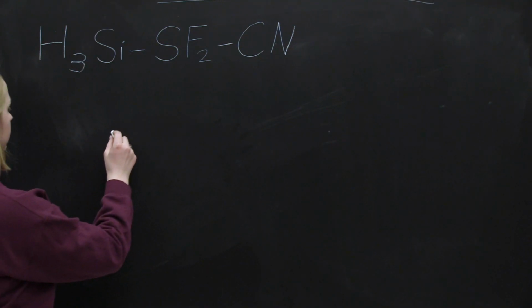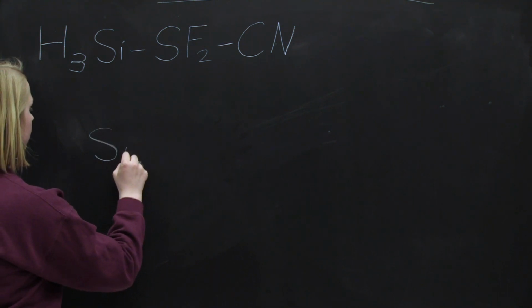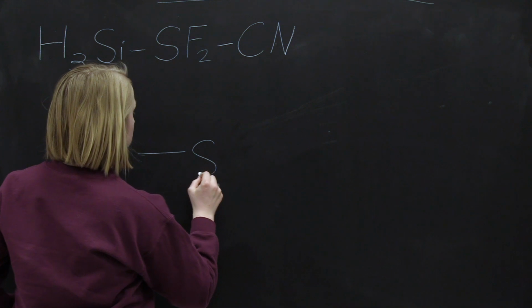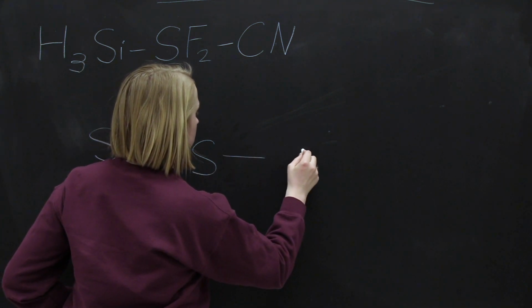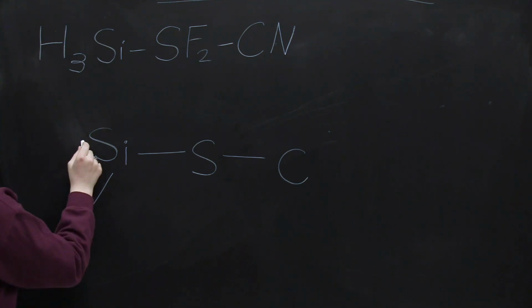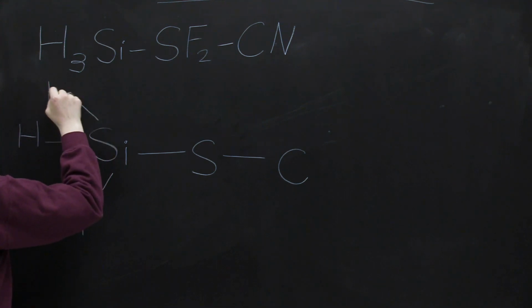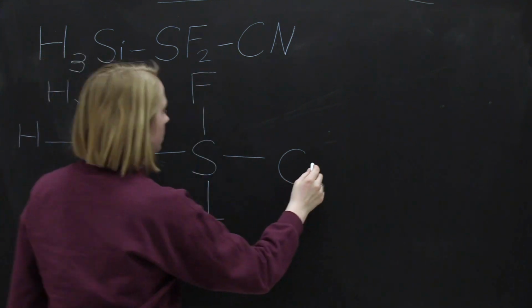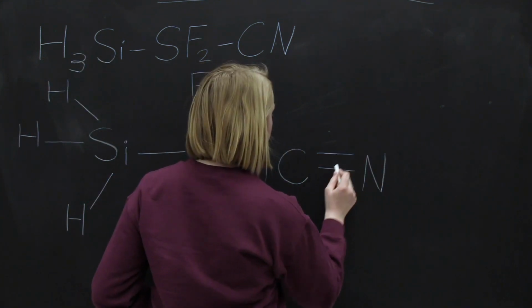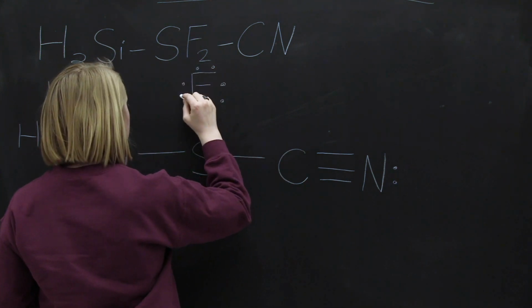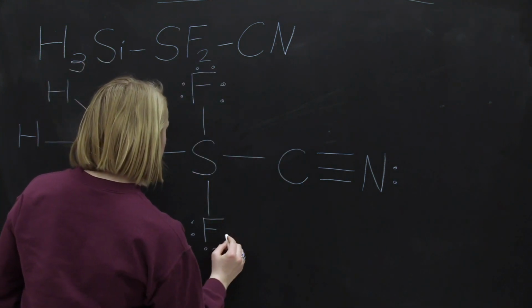So the first thing we're going to do is draw the Lewis structure for this molecule. So we know that Si, S, and C, since they have between 3 and 5 valence electrons, make up the backbone of this molecule. And then we're going to add all of the atoms around each of these backbone atoms. Then, counting valence electrons, we're going to make sure that we have the correct number of non-bonding pairs and bonds.